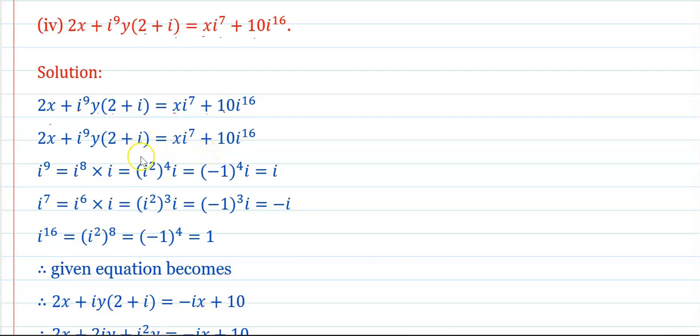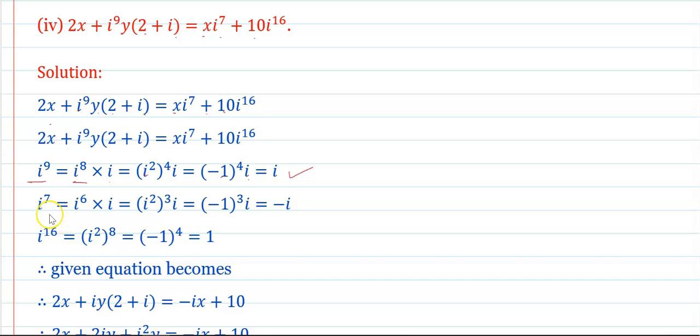Okay, now here we'll find out the values. First of all, i^9 means i^8 into i, but i^8 means (i^2)^4, and i^2 is minus 1. Minus 1 to the power 4 means 1. 1 into i, you will get i.